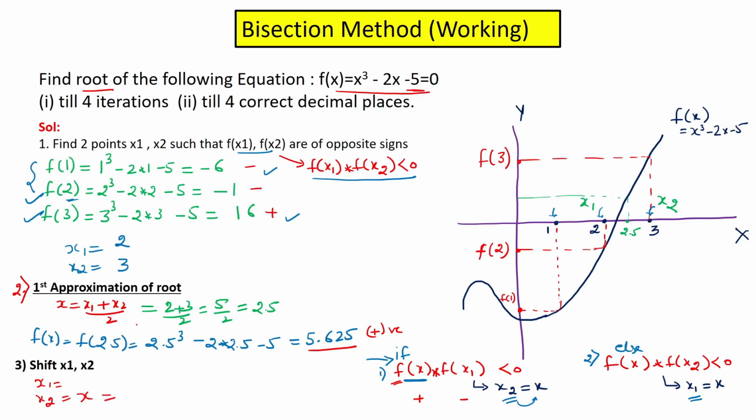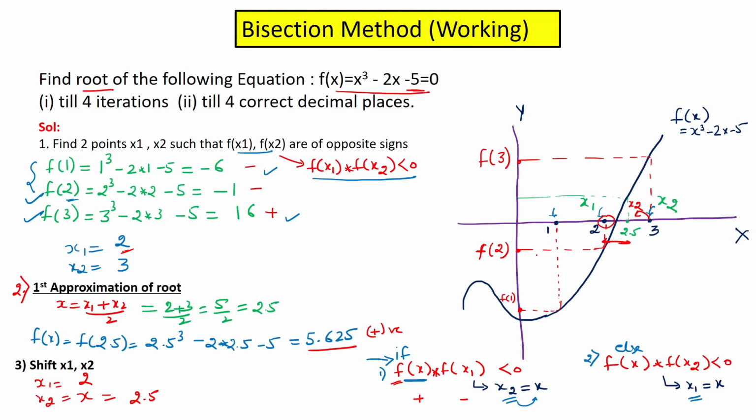And what is the value of x that I have found here? It is 2.5. And x1 will remain the same, that is 2. So my new boundary is 2 and 2.5. x1 is the same, but x2 has come here. So this is my new x2, 2.5. So my boundary is now smaller, from this point to this point. So this was my first approximation, or you can say first iteration.